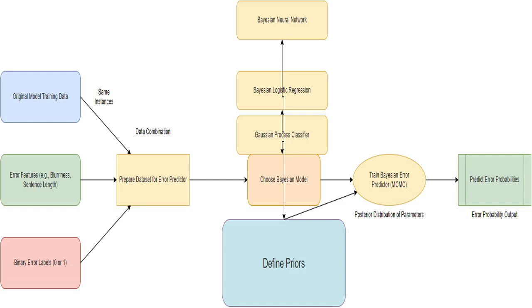Assign prior distributions to the parameters of the Bayesian model. These priors represent initial beliefs about the importance of error features before observing the data. A weakly informative prior may be assigned, reflecting an initial assumption that no single feature is overwhelmingly important.